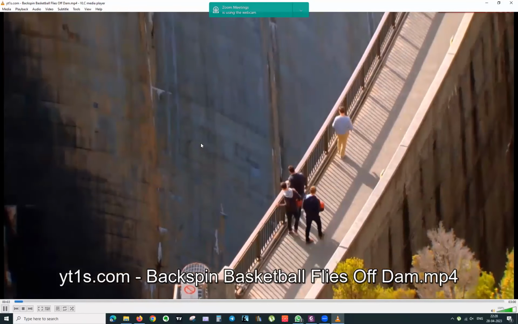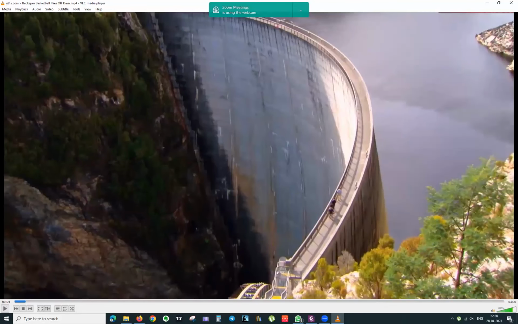Recently, some friends of mine went to the Gordon Dam. Can you see the dam wall? This is what I was saying. It is bent like an arc shape. So when the liquid is pushing now, did you see how it is? Where is the water? Water is on the right hand side.